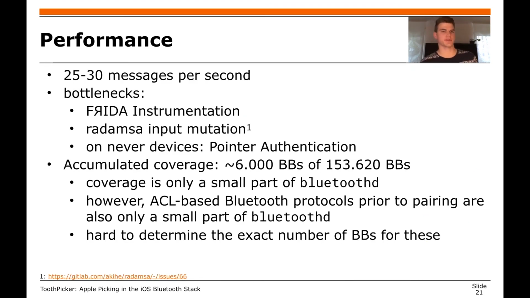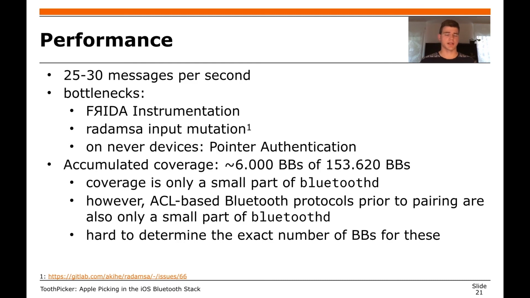Now, performance. In general, we're getting about 25 to 30 messages per second, which in current fuzzing standards sounds a bit slow. However, in our over-the-air fuzzer, we got about 1 to 5 messages per second, so this is already quite a big improvement. However, there are still a few bottlenecks.